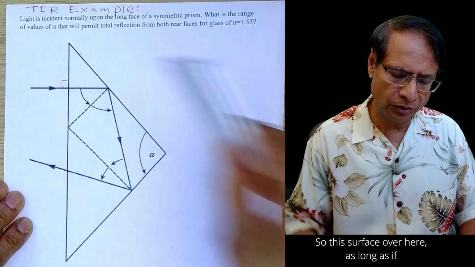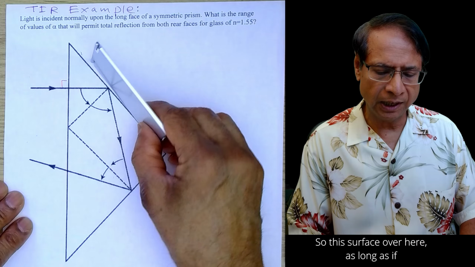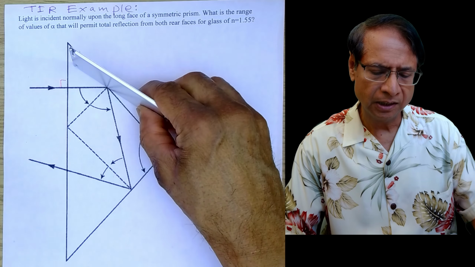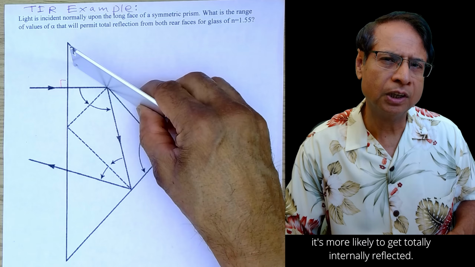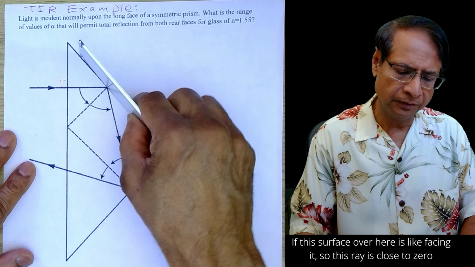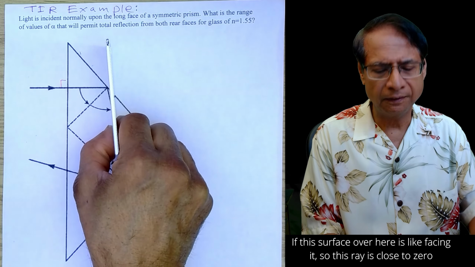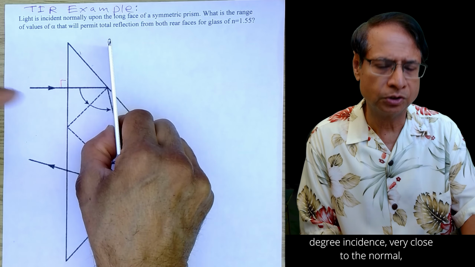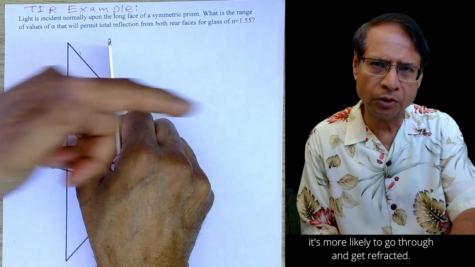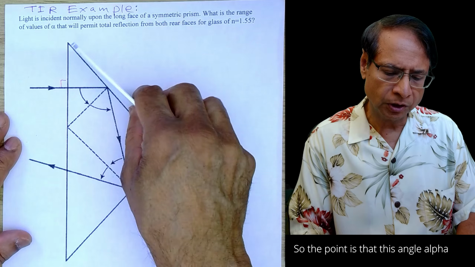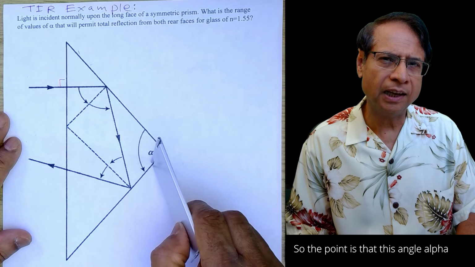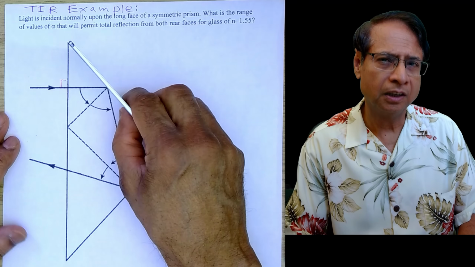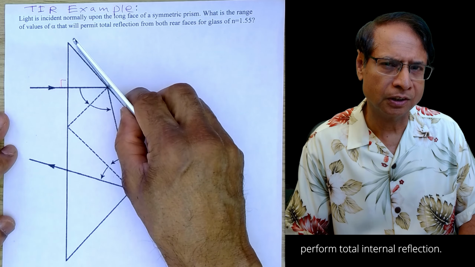So at this surface, if you make the surface a point like that, it's more likely to get totally internally reflected. If this surface is facing the ray, so the ray is close to 0 degrees incidence, very close to the normal, it's more likely to go through and get refracted. So the point is this angle alpha needs to be such that this surface performs total internal reflection.